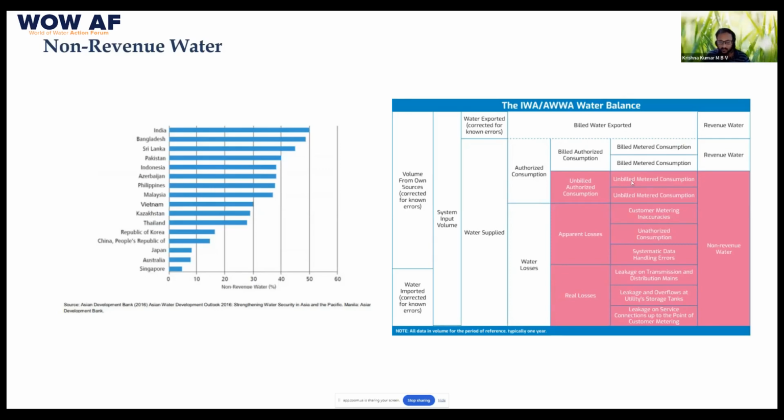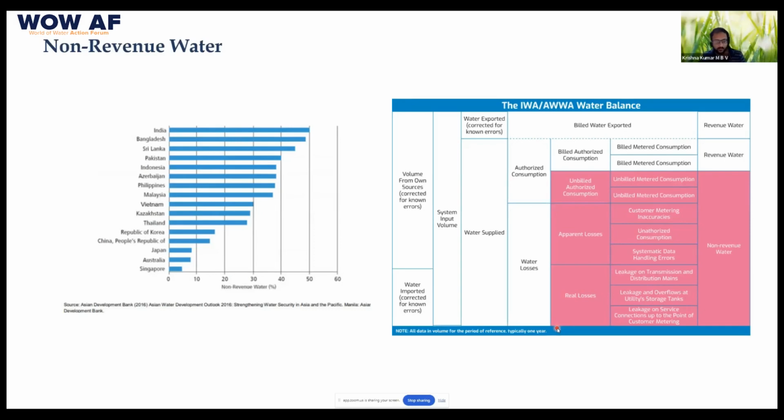You can see here the pink table, which explains non-revenue water, with a comparison I have given between developed and developing nations. It is a little old, taken from the Asian Development Bank, from 2016. India stands first. We have 50% non-revenue water, and I'm sure this has improved a little bit.